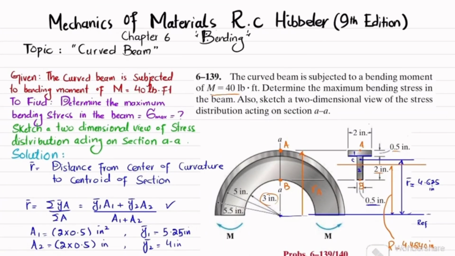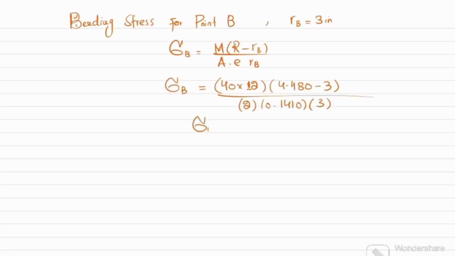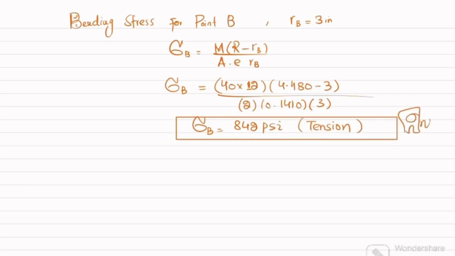The rest of the values are available. Moment was how much? 40 pound-feet. So 40 multiplied by 12 converts the unit into pound-inch, multiplied by capital R, which was 4.480, minus rB, which is 3, divided by area, which was 2, times e, which was 0.1410, multiplied by rB, which is 3. When you calculate it, the stress at point B comes out to be 842 psi. Since the value is positive, point B is in tension. Okay, so these are the answers to this question.